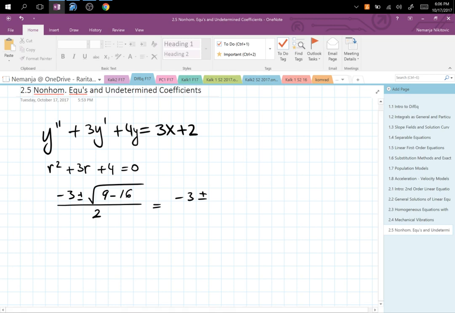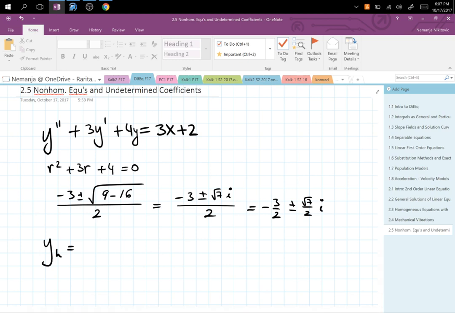So we have root 7 i over 2, which turns out to be negative 3 halves plus or minus root 7 over 2 i. Now this gives us the solution. This is the homogeneous part. So I'm going to call this yh, because this is the part of the solution if this 3x plus 2 did not exist.